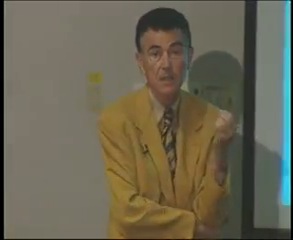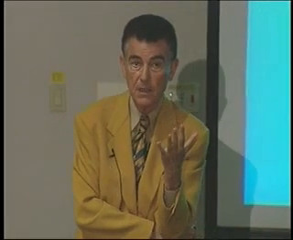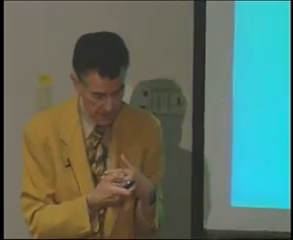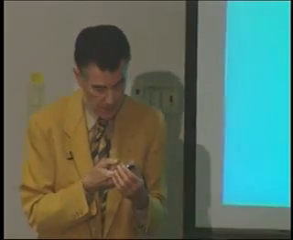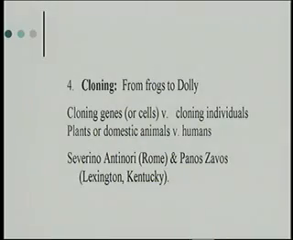Can it be done? Well, by now there have been at least 5 species of mammals that have been cloned: sheep, cows, pigs, rat, mice, rabbit. At least six that have been cloned. But there have been problems in all cases.